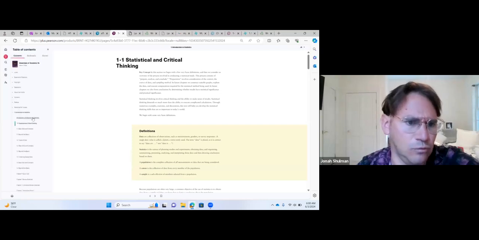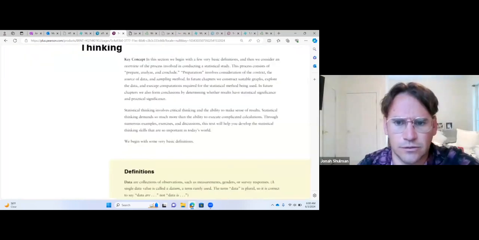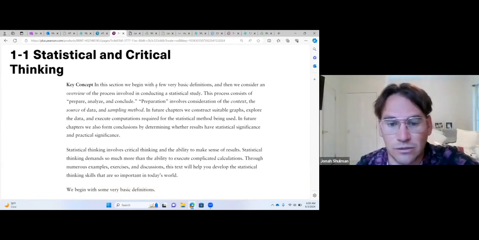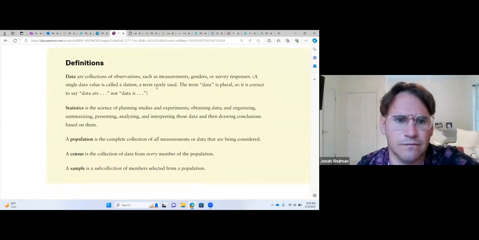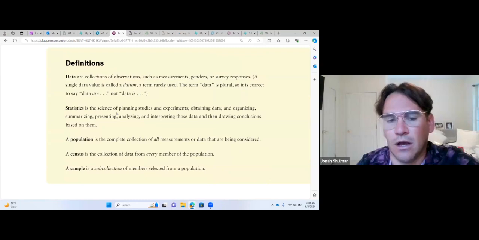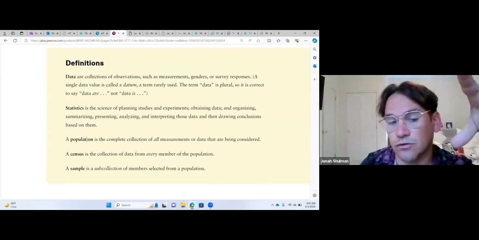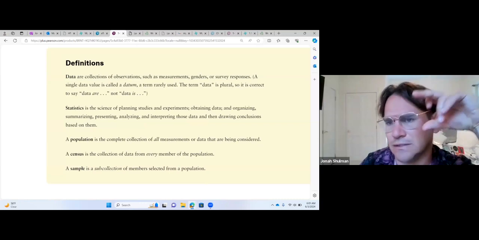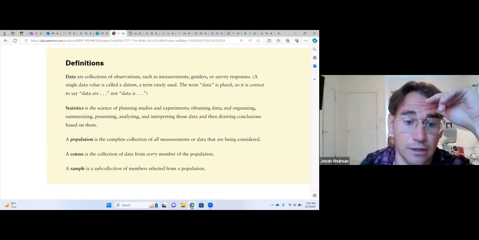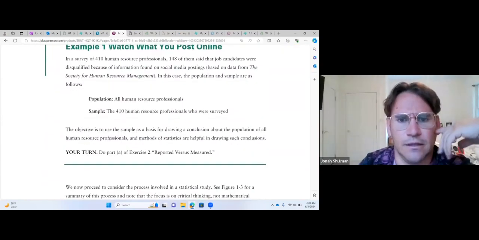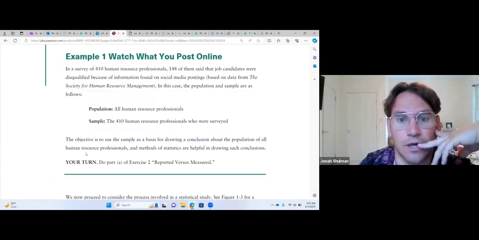So we're in 1.1. You can zoom in. It's talking about critical thinking, sampling, source of data, some basic information that you need. A good idea is that a population is every possible person that you can ask, and the sample is just that small little bit that you actually want to get. The census is getting data from every member.